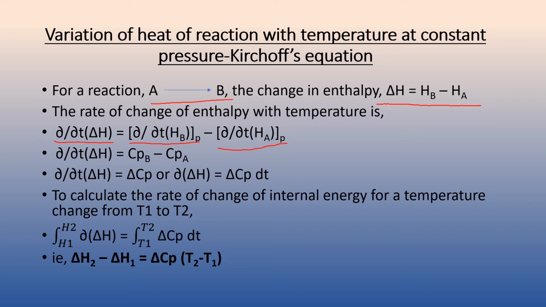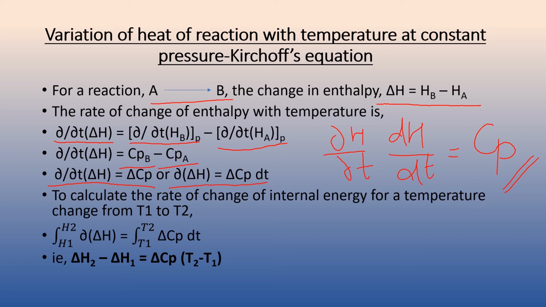We know ∂H/∂T at constant pressure is equal to the heat capacity at constant pressure, that is, dH/dT equals Cp. So we can substitute here: ∂HB/∂T at constant pressure is equal to Cp of B, and ∂HA/∂T at constant pressure equals Cp of A. So we can write ∂/∂T of ΔH equals ΔCp, and for integrating we rearrange this expression as ∂ΔH equals ΔCp dT.